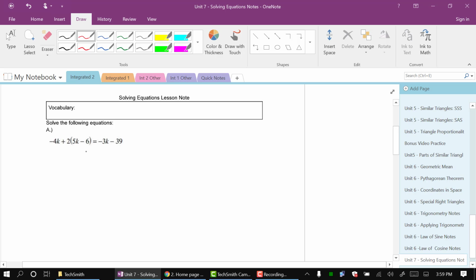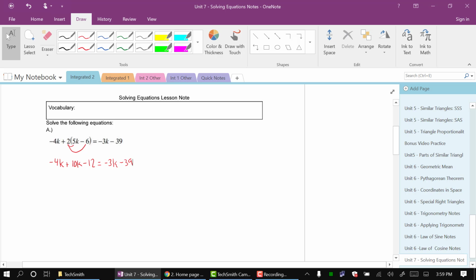So we're going to start with distributing in that 2 to both the 5 and to the -6. That will undo the parentheses. It'll get rid of the parentheses. So this gives me negative 4k plus 2 times 5 is 10k. And then 2 times -6 is -12 equals -3k minus 39.